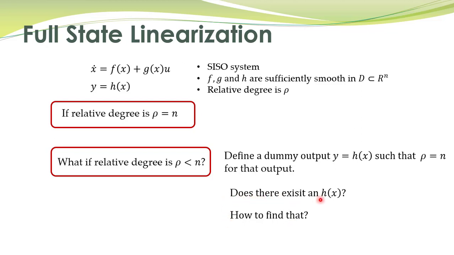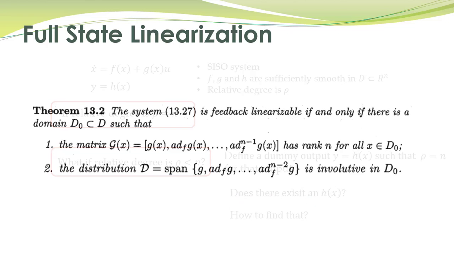The answer to the first question is in this theorem. This theorem states that the system described by the nonlinear equations written on the previous slides is feedback linearizable if and only if there exists a domain D naught, which is a subset of domain D, such that this matrix has a rank equal to n for all x in the domain of interest, where this is the adjoint of g of x along f of x.